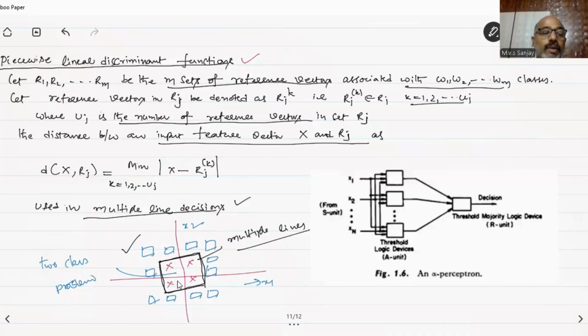When we combine all the differences, the minimum distance reference vector and its respective class is assigned to the input pattern. This is the idea of the piecewise linear discriminant function.